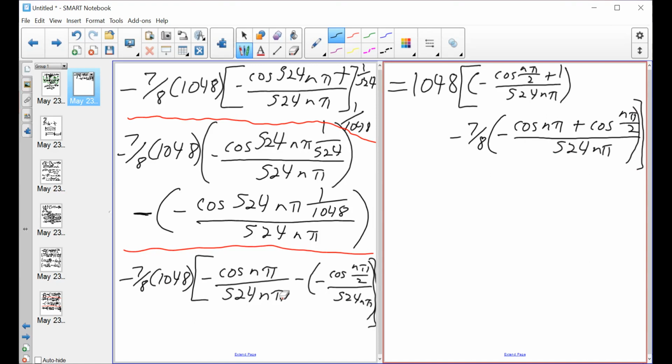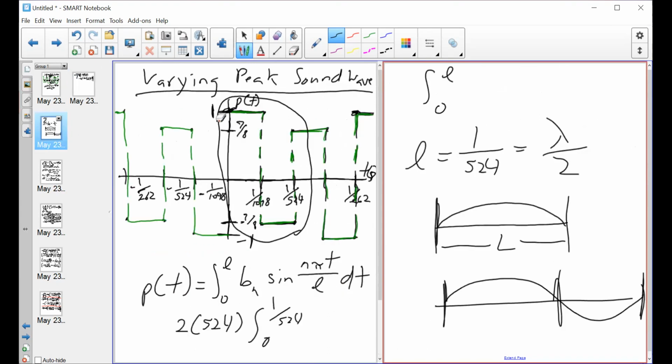Okay, that's common. They both share the 524 n pi. So it's negative cosine n pi minus cosine n pi over 2, so plus cosine n pi over 2, divided by the common denominator 524 n pi. And of course, 7/8 is out here, and the 1048 is common to both. This understood 1 is 1 times 1048, and this is going to be minus 7/8 times 1048. Once again, why is that?